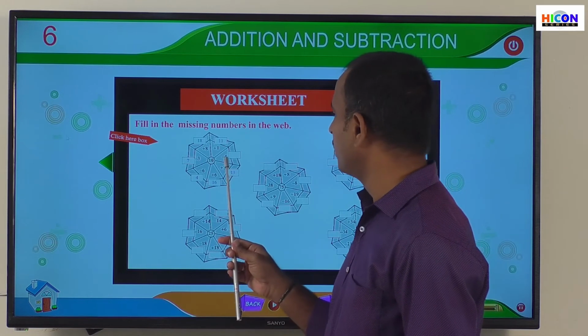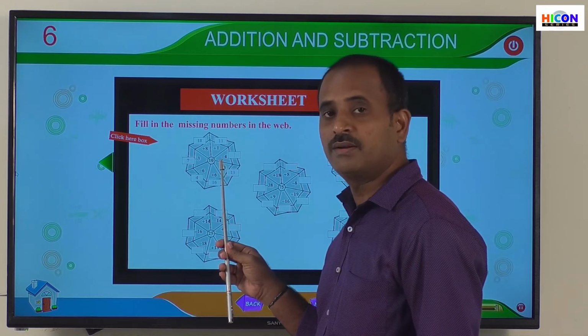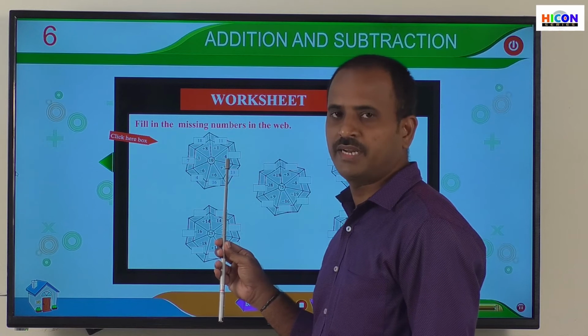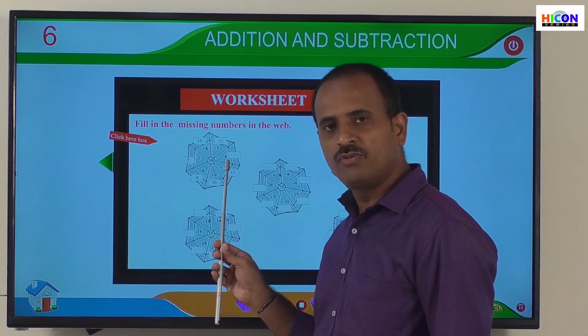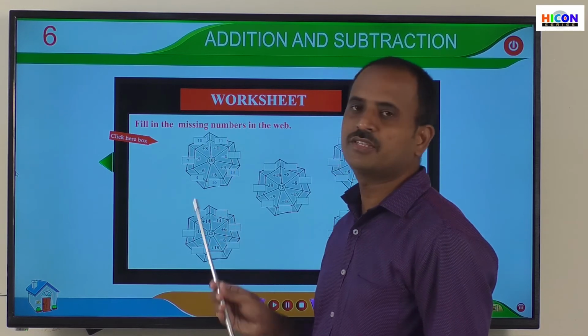So what is the next number here? 4. And what is the symbol here? Minus. Minus means subtraction. So how can you subtract? So open 10 fingers, close 4 fingers, write the remaining fingers in this box.